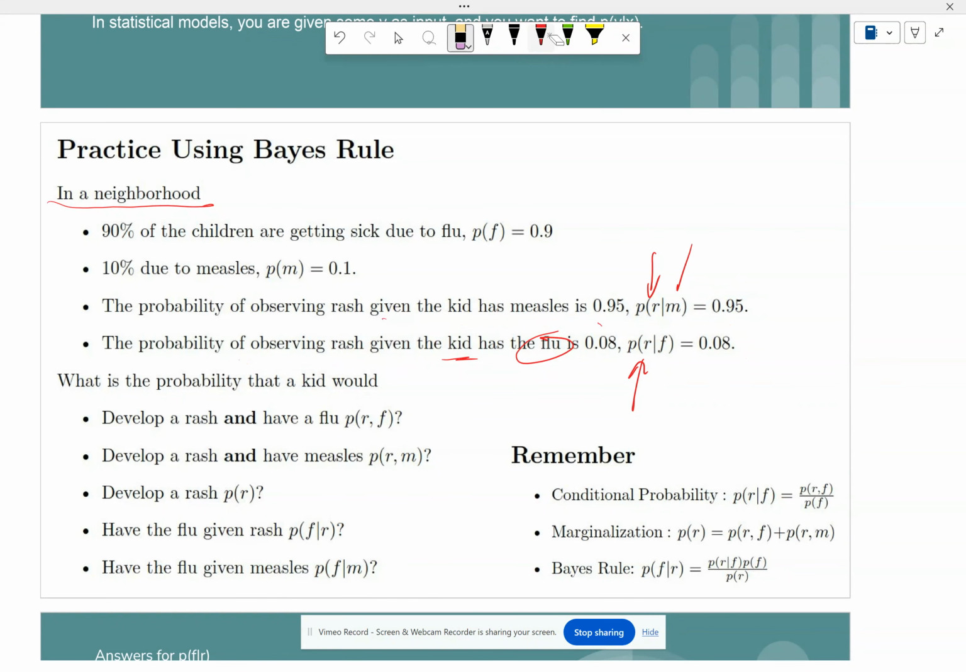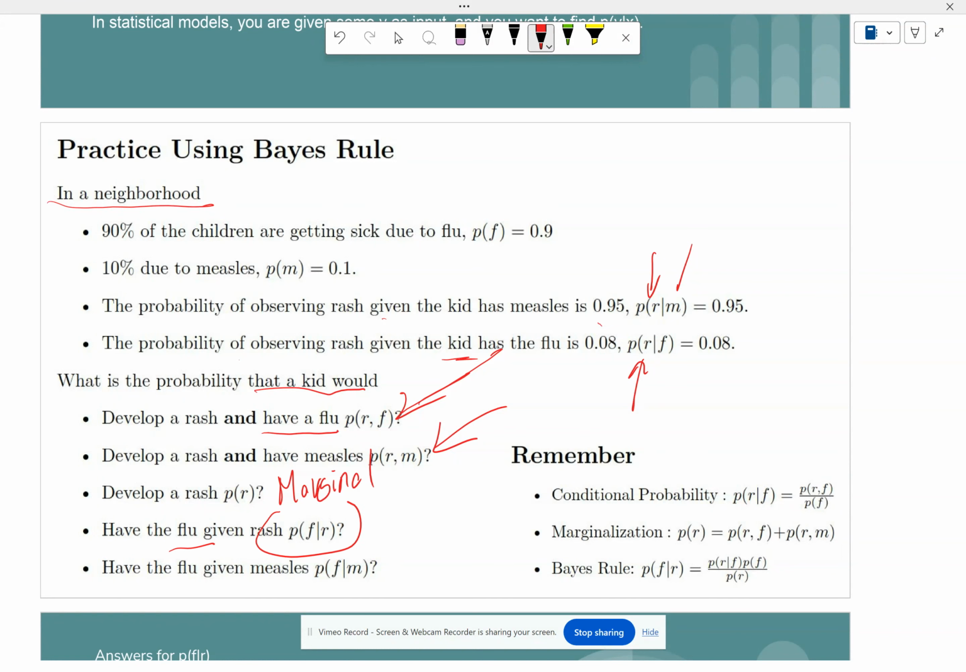So what is the probability that the kid would A, develop a rash and have flu? This is the joint. So how do we get the joint? And then, develop a rash and have measles. So what is this probability? Or what is the probability that a kid would develop a rash in the first place? This one requires you to know the joint, so you need to use conditional probability to get this. Same here. This one is marginal, so you need to know how to calculate the marginal.